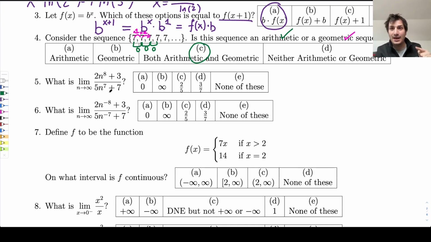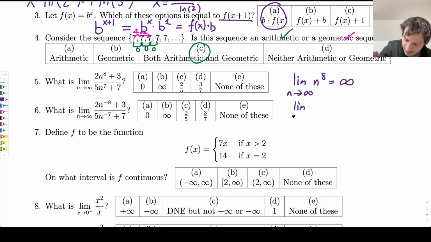Because there's an n to the power 8 and n to the power 7 on the top and the bottom, and we know that the limit as n goes to infinity of n to the power 8 is infinity, and the limit as n goes to infinity of n to the power 7 is also infinity. The top and the bottom are both infinity. This is a type infinity over infinity limit. And so that means we're going to have to do some work to simplify.